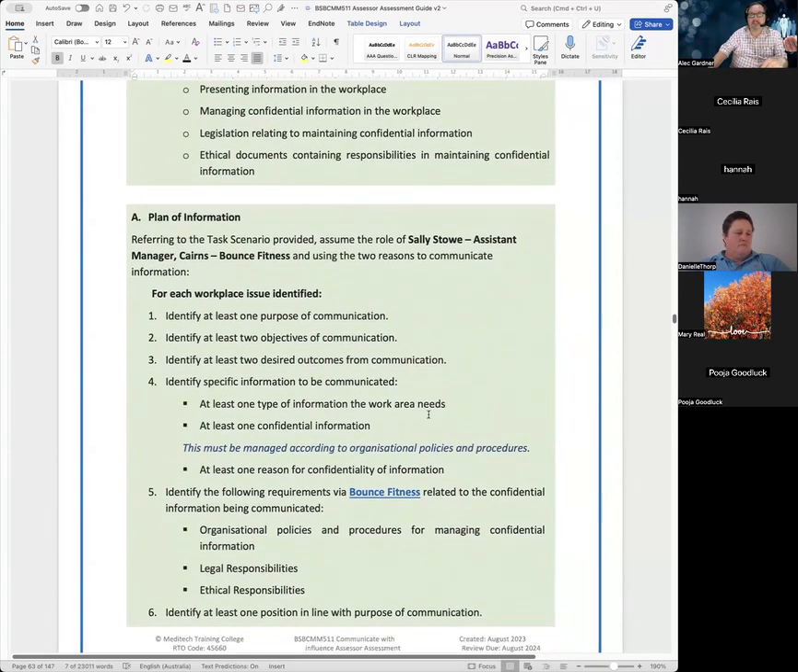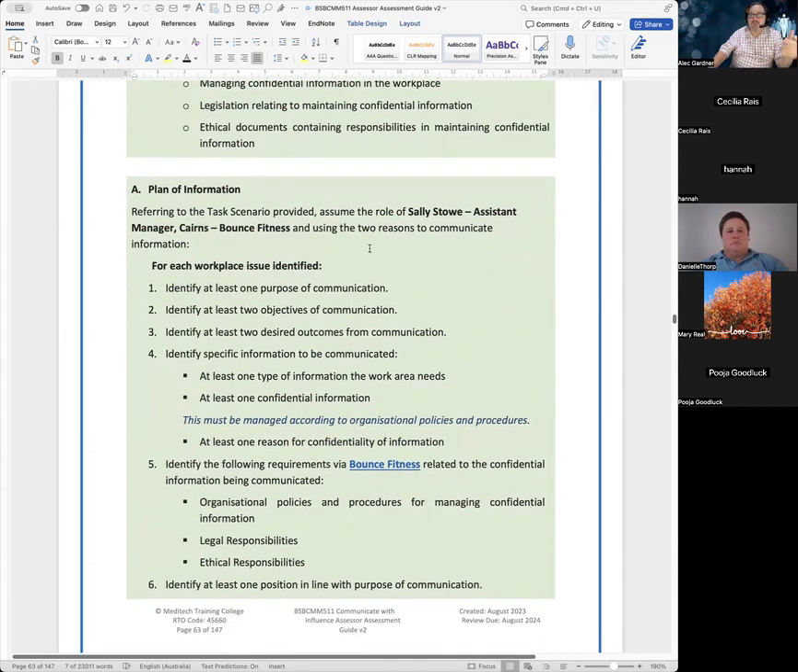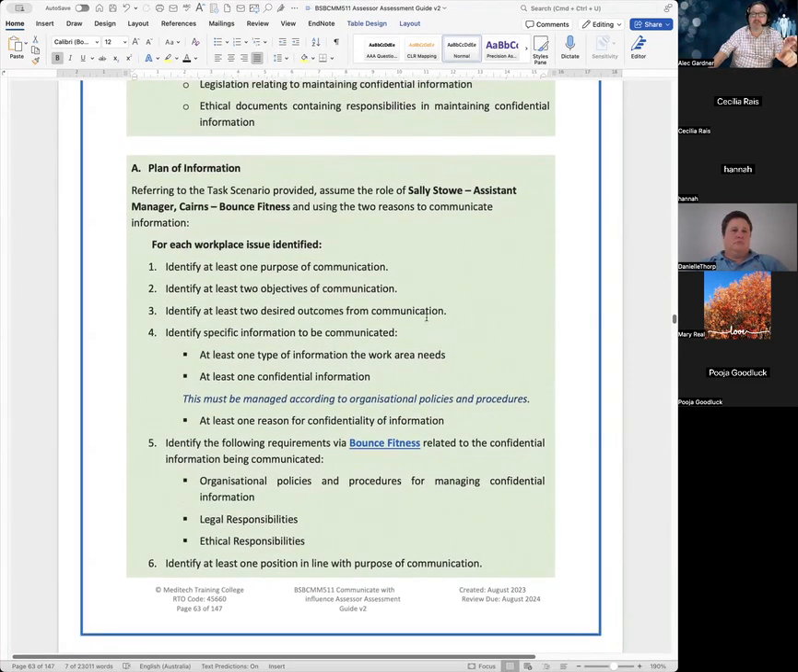So part A is going to be plan of the information. You're going to go back to the scenario and the role of Sally Stowe, the assistant manager at Cairns, very nice place, Bounce Fitness. And for each of the issues identified, you're going to identify at least one purpose of the communication, at least 2 objectives of the communication, and you went through this in your knowledge questions. You did do this in your knowledge questions.